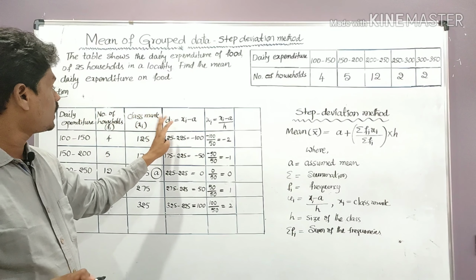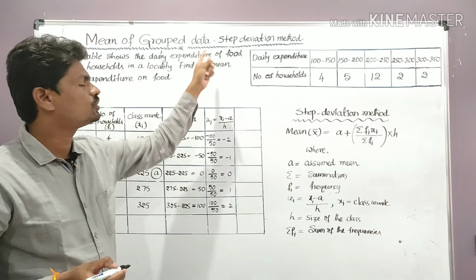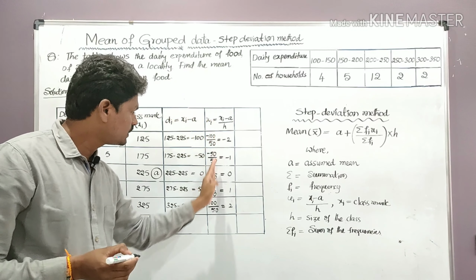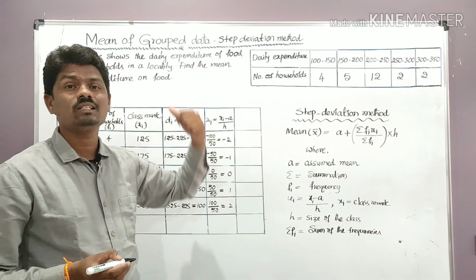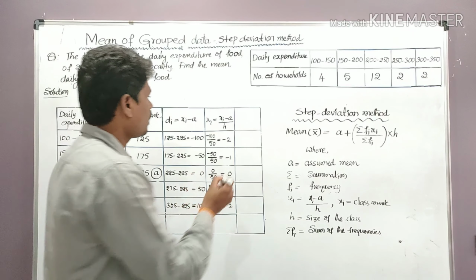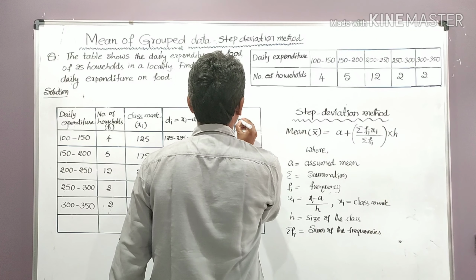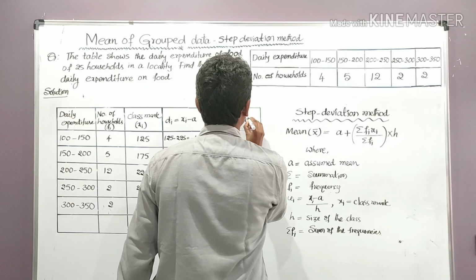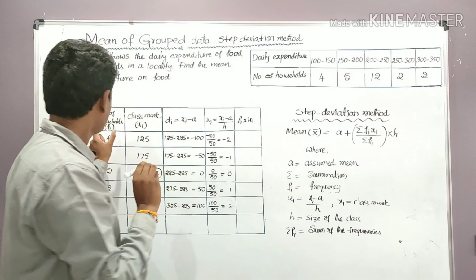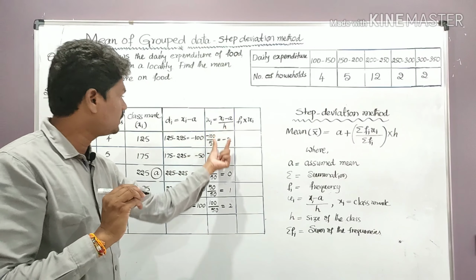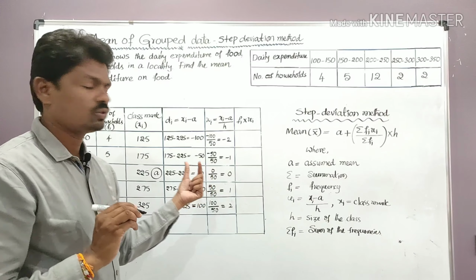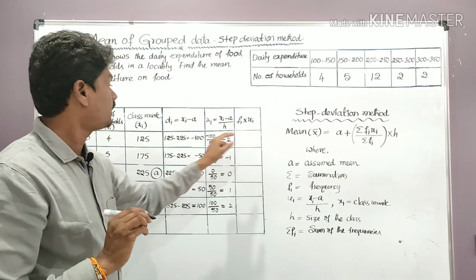Up to the fourth column, it is the same as the assumed mean method, but this fifth column is new in the step deviation method. So now we have to find Fi into Ui. These are the Fi values, student. These are the Ui values. Now we have to multiply and write here.